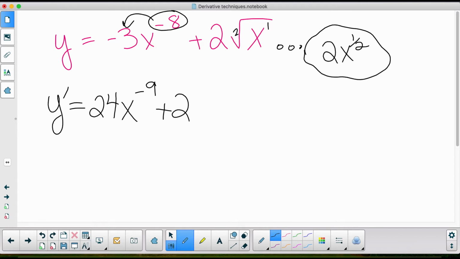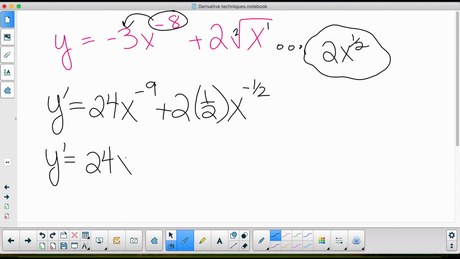Now I'm going to use this half power over here. This half power is going to come right down front to the x. Now 1/2 minus 1 is negative 1/2 power. So y prime equals 24x to the negative 9th plus 2 and 1/2 cancel out, x to the negative 1/2 power.